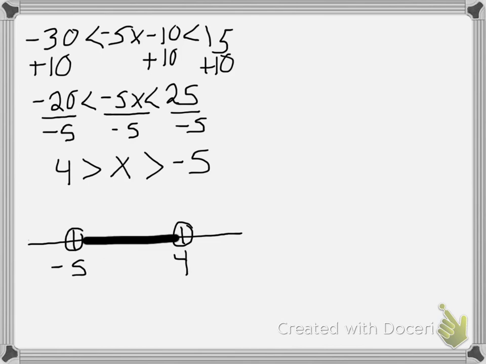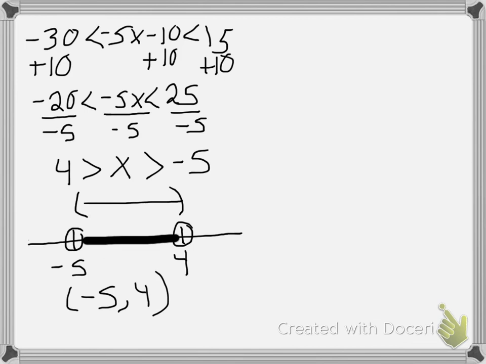Okay. So what do we have? We have a parenthesis here and a parenthesis here, and we have everything in between. So that gives us negative 5, comma 4 is our answer. Any number between negative 5 and 4 will make that inequality true.